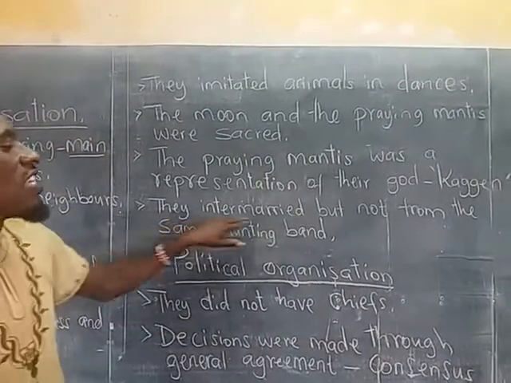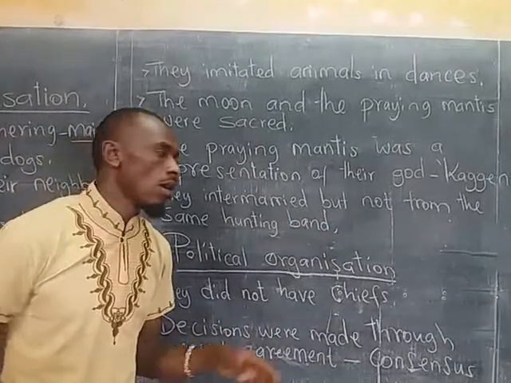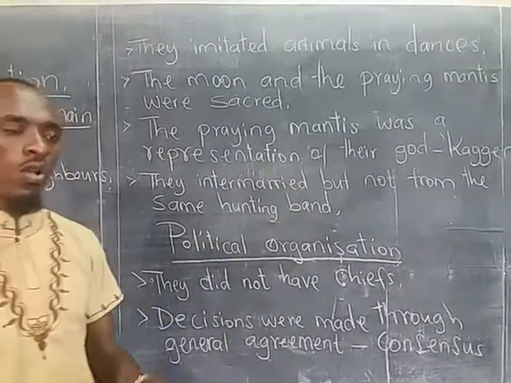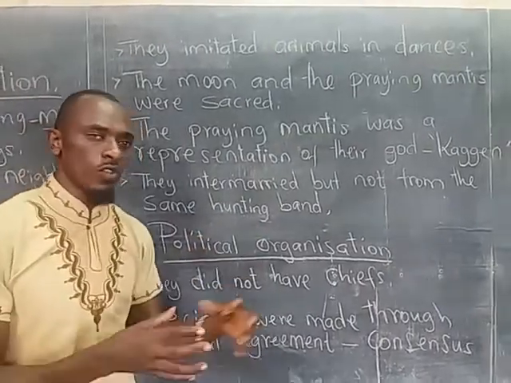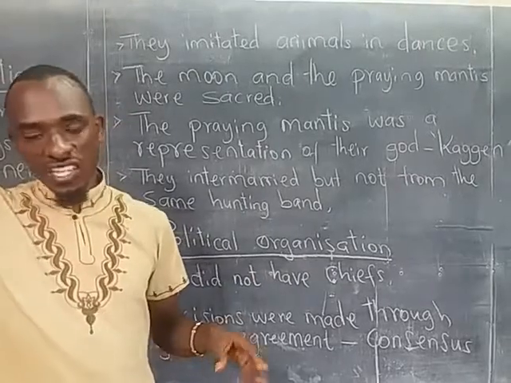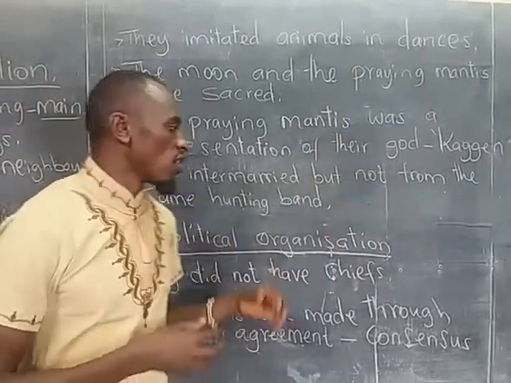You should also note that they intermarried. They married among, but not within, the same hunting band. So with this hunting band made of 20 to 40 people, you could not marry within that band, but you could marry from another hunting band from the neighborhood.